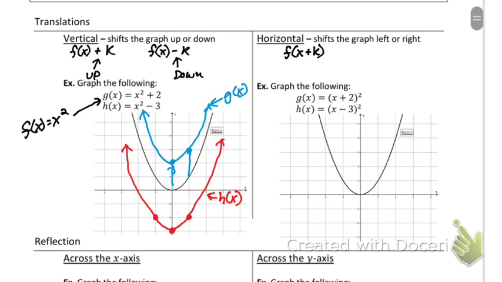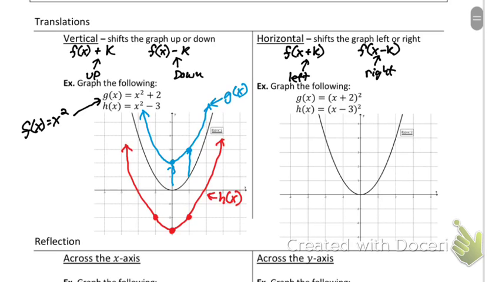If you're adding inside, it's going to go the opposite direction you think. F of x plus a number is actually going to go left. That will make it go left. When I subtract a number inside the function, so I have f of x minus k, that is going to go right.